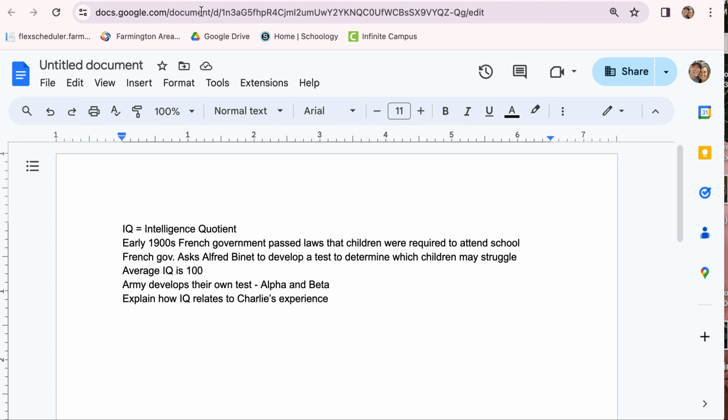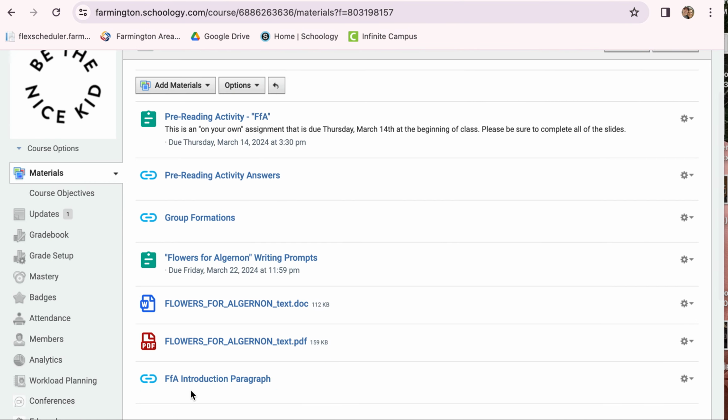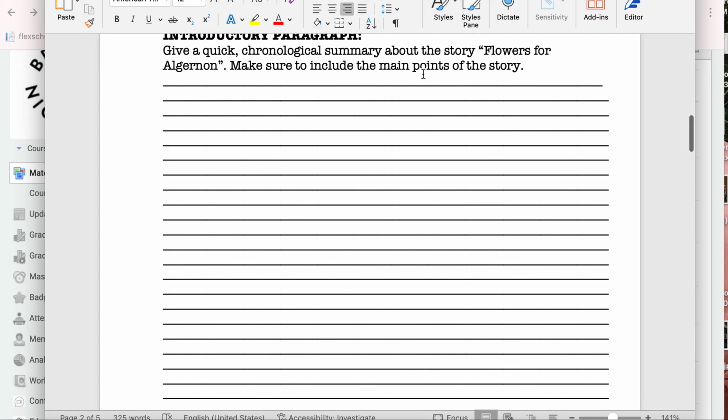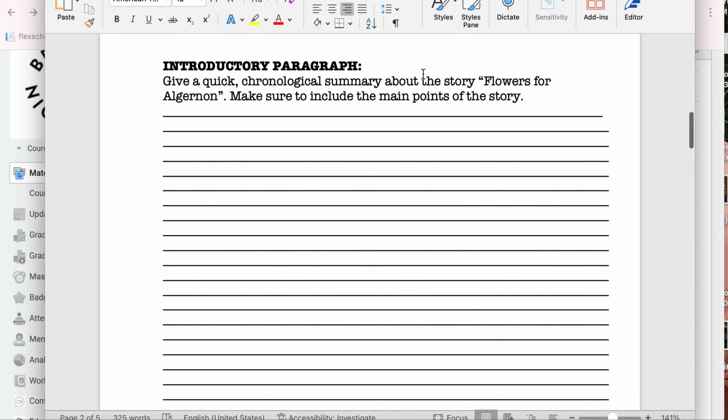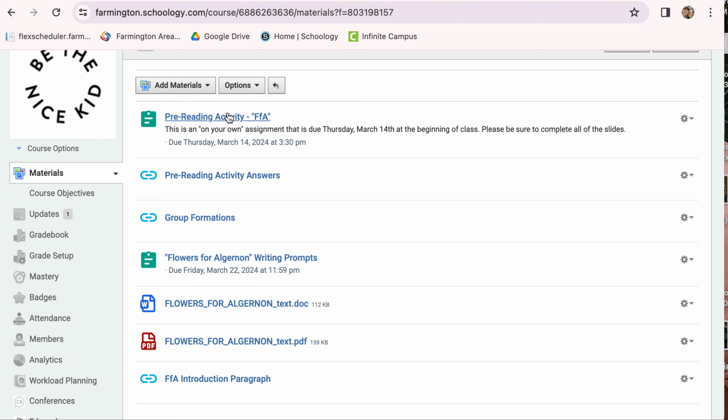So your job today, number one, is to make sure that you have finished the Flowers for Algernon introduction paragraph in your packet. Remember, that should be written right here. Second, you are going to be going into our pre-reading activity. You can look at your own answers and you can look at my answers. Remember, it should be a combination of both. They should not just be from the answers that I gave you.